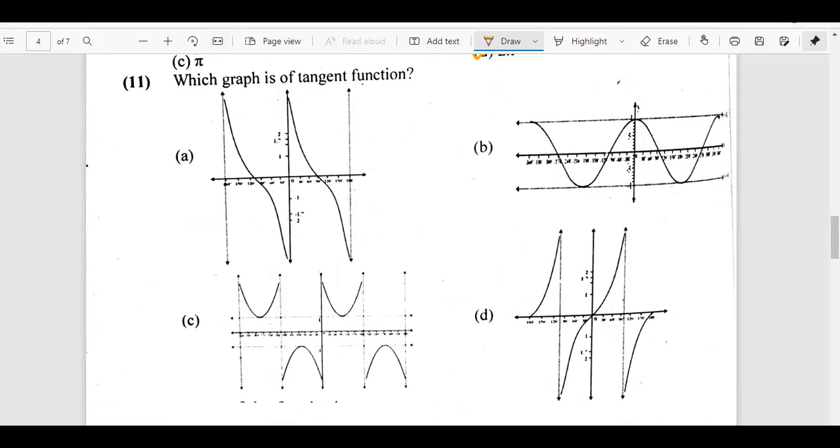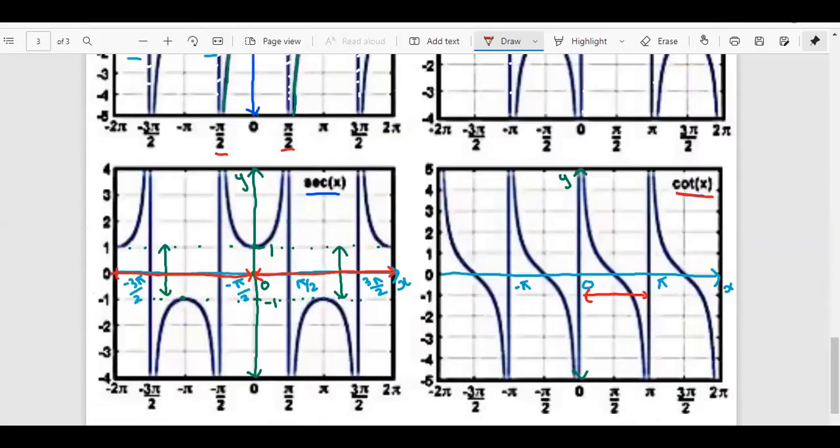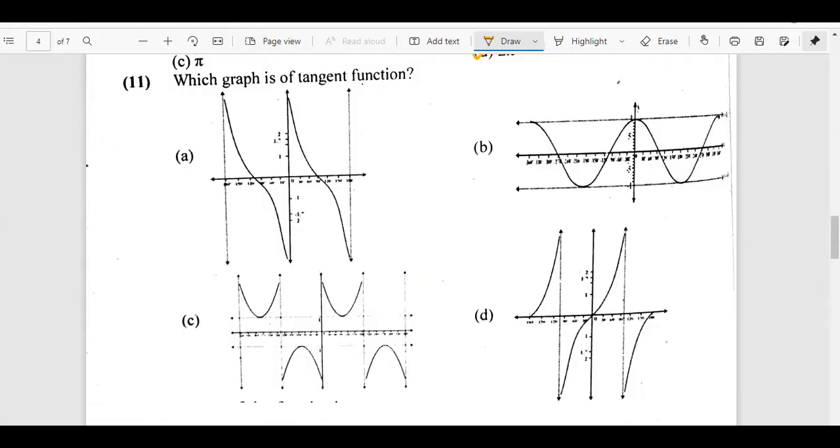Very good. Excellent. But option A is also like D. Yeah, okay, it's the opposite basically. So you're confused between A and D.